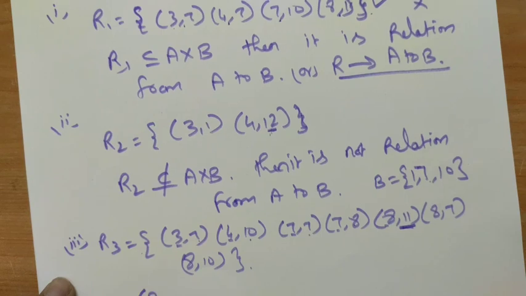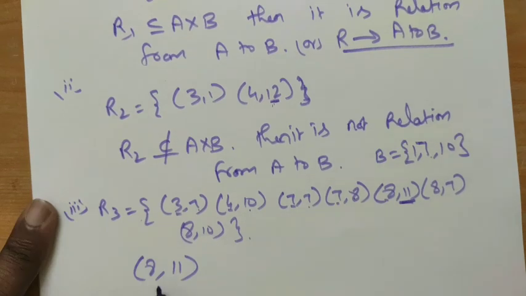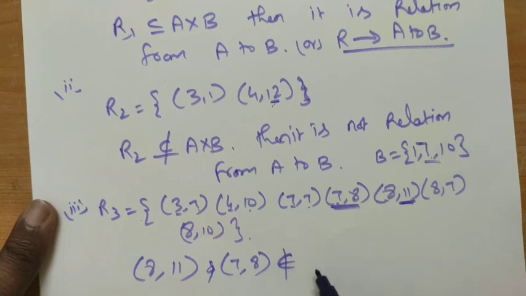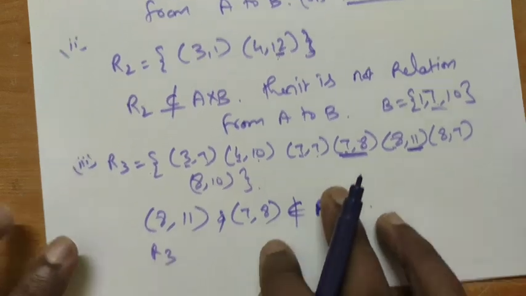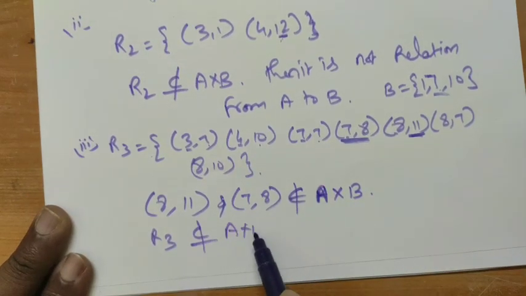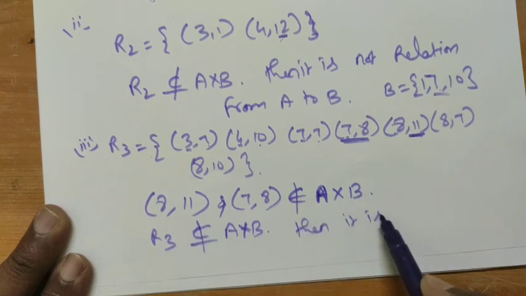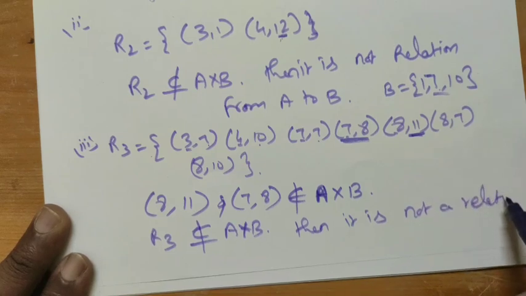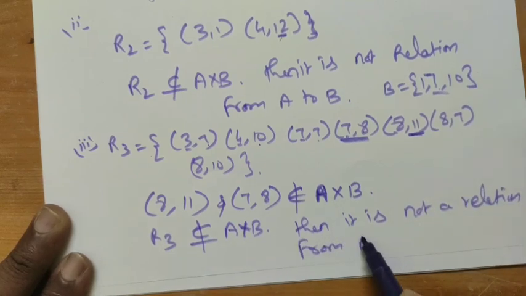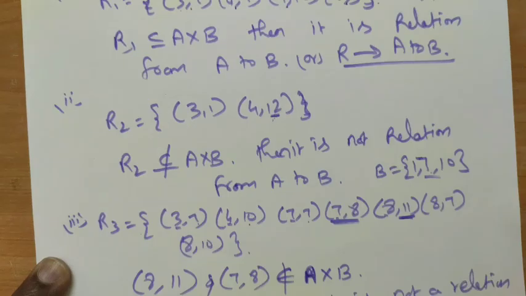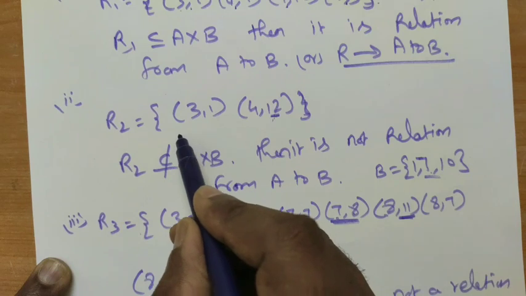So the pairs (8,11) and (7,8), (8,8) also do not belong to A cross B. So clearly R3 is not a subset of A cross B. Since it is not a subset, we can say it is not a relation from A to B.